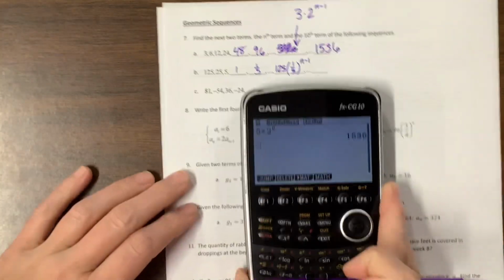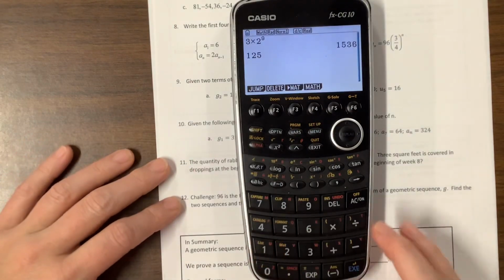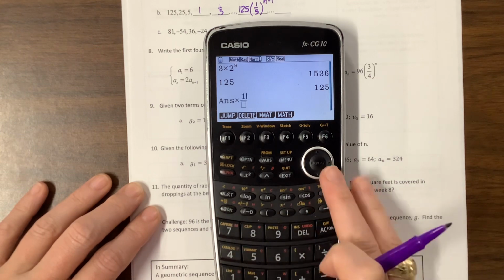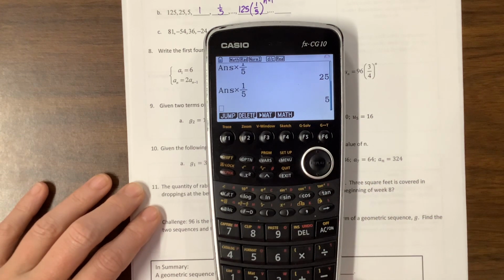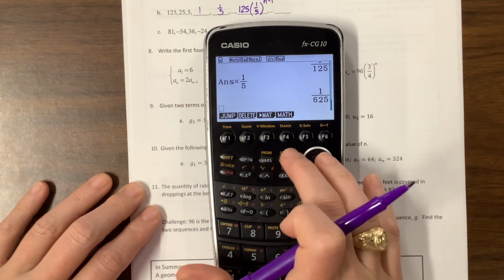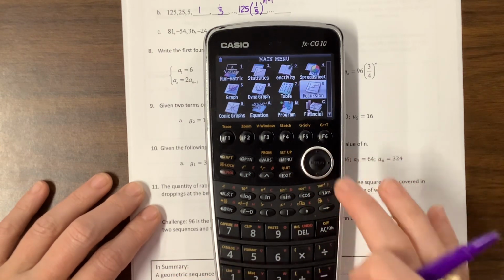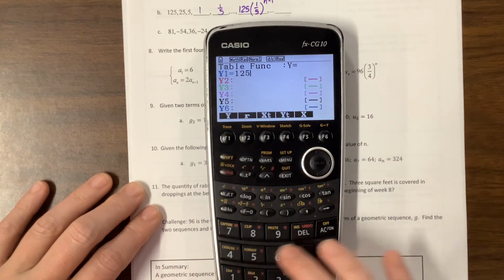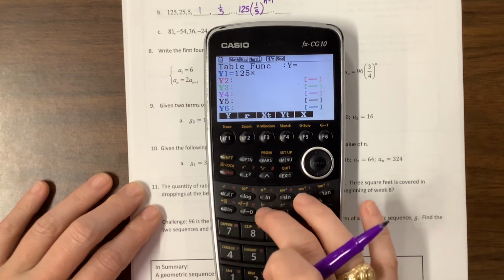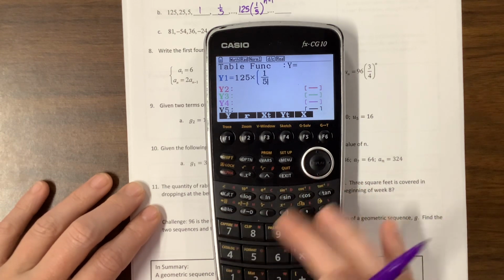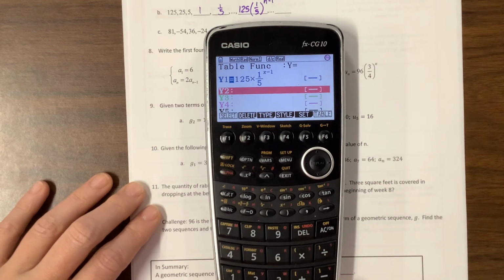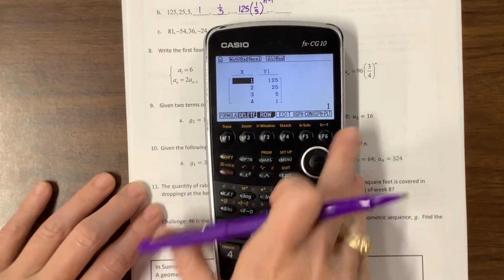So let me show you. One way to think about it: 125, hit enter, I can multiply by 1/5. And here come those values that we were looking at. Another way to think about it is we can come to that table. We can say 125 times 1/5 raised to the n minus 1. And there are the values that we care about.